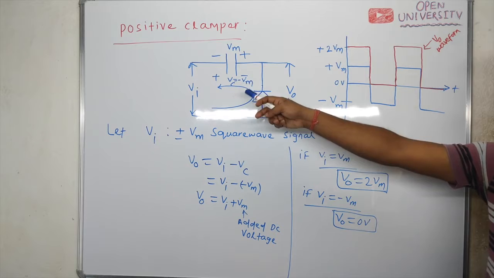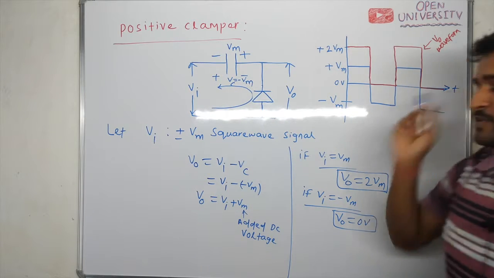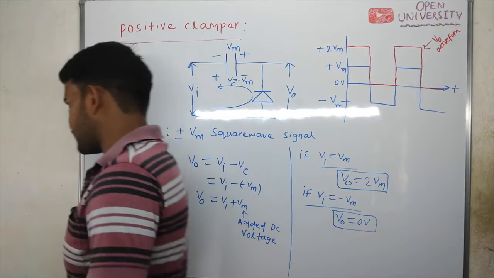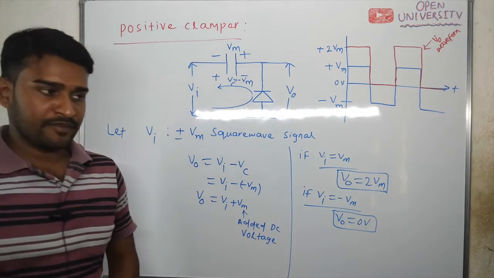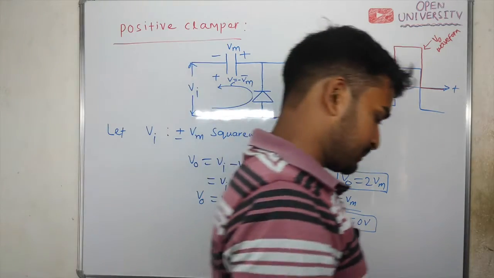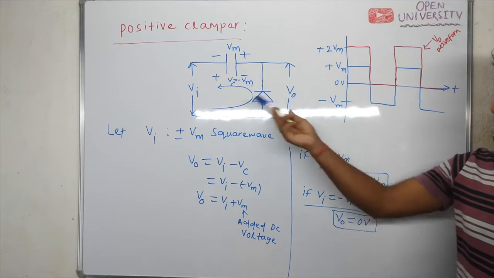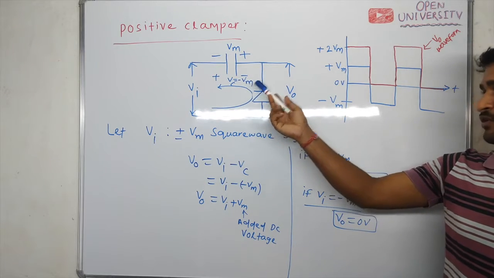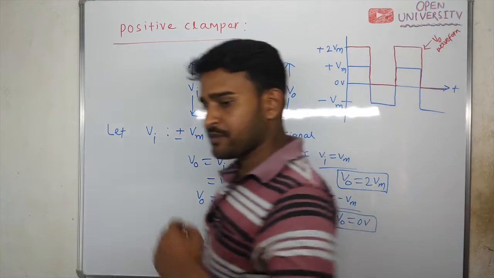Hence Vc remains constant at minus Vm. Hence Vc remains constant at minus Vm always, which means irrespective of the input being positive or negative, once the capacitor reaches its maximum value, it will remain fixed forever. Okay, then write down the next point.